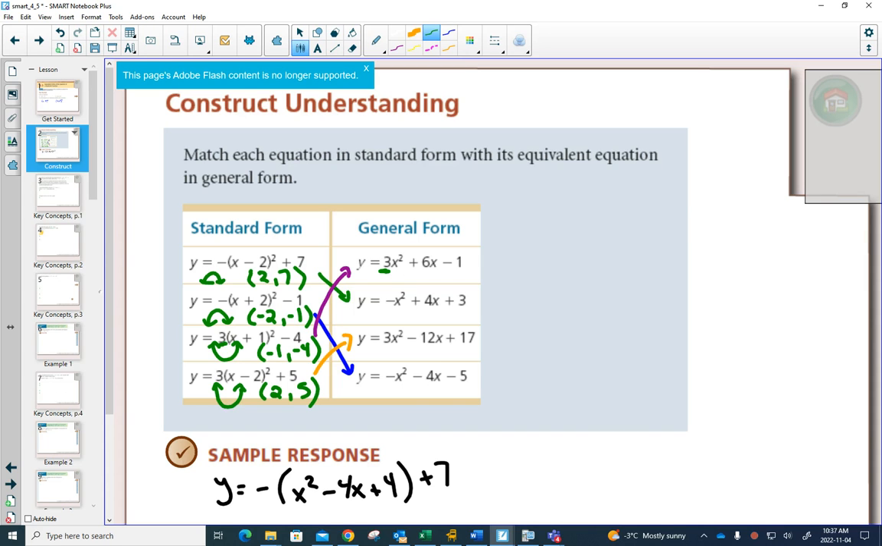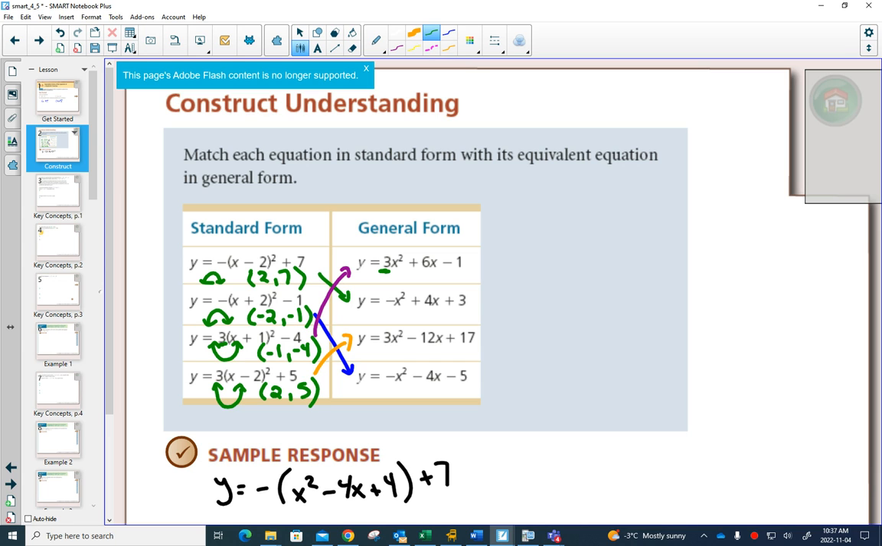So if I said, looking at the orange one, graph y equals 3x squared minus 12x plus 17, we would currently be stuck. We would know that our parabola opens up. We would know that it's been stretched vertically, so it's narrower because of the 3. But you wouldn't know where to put your vertex in order to go over 1, up 3, over 1, up 9, over 1, up 15. You wouldn't know where your axis of symmetry is.